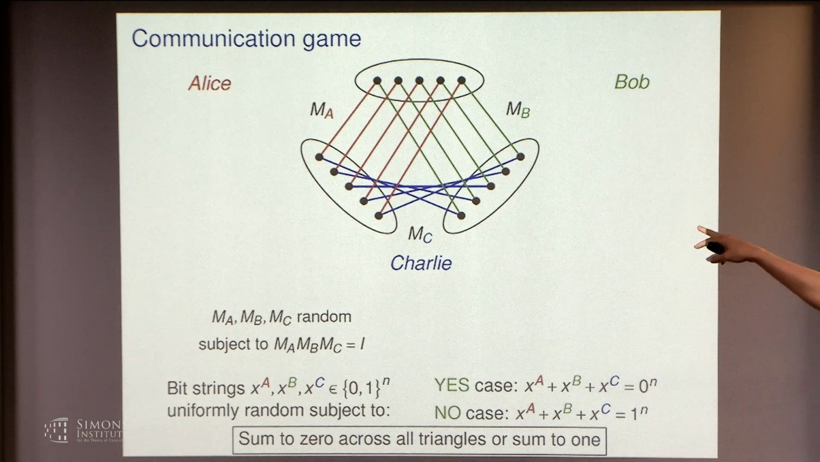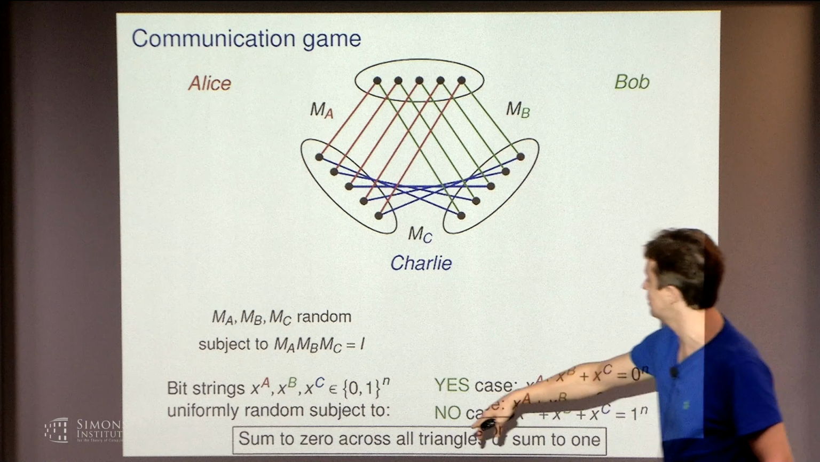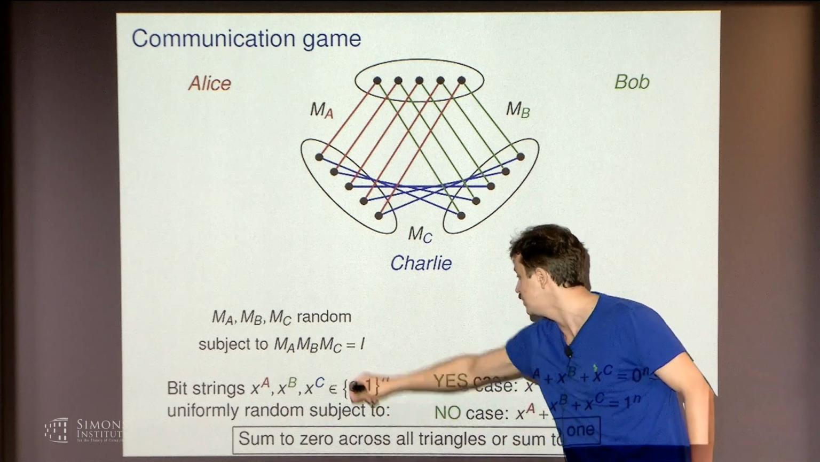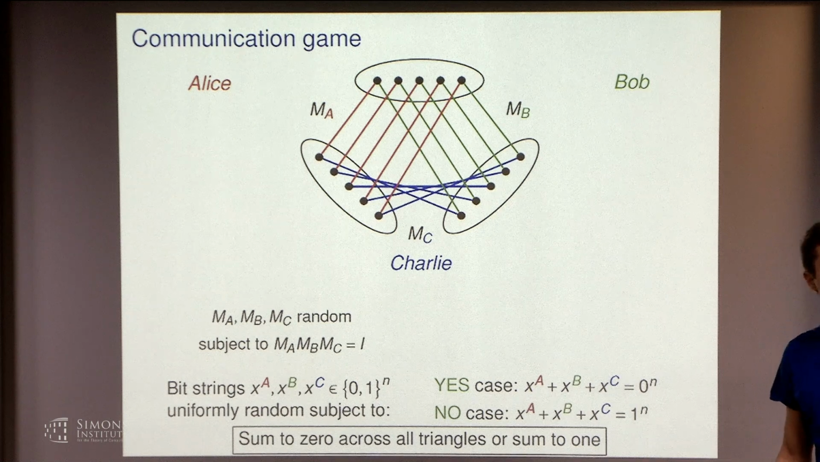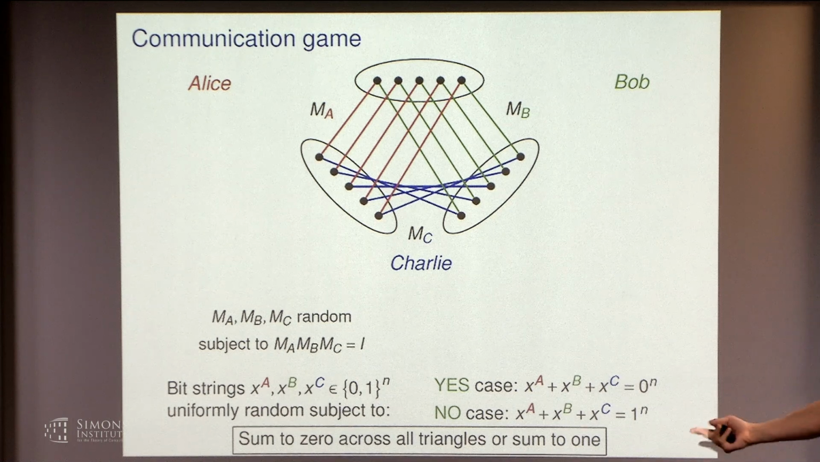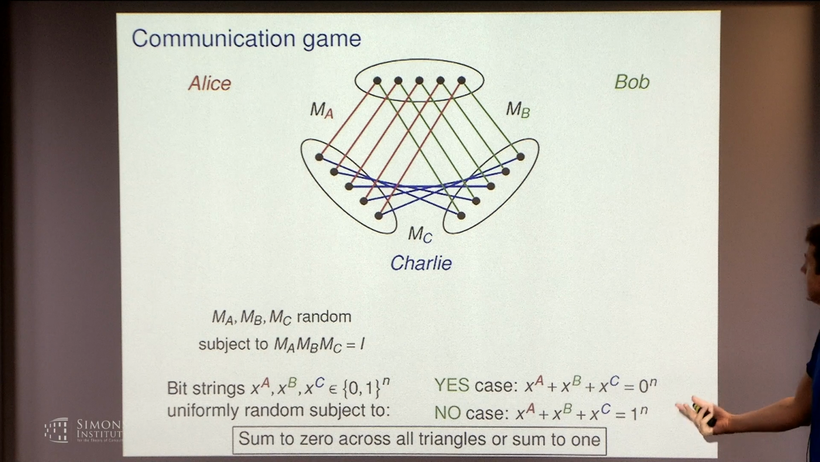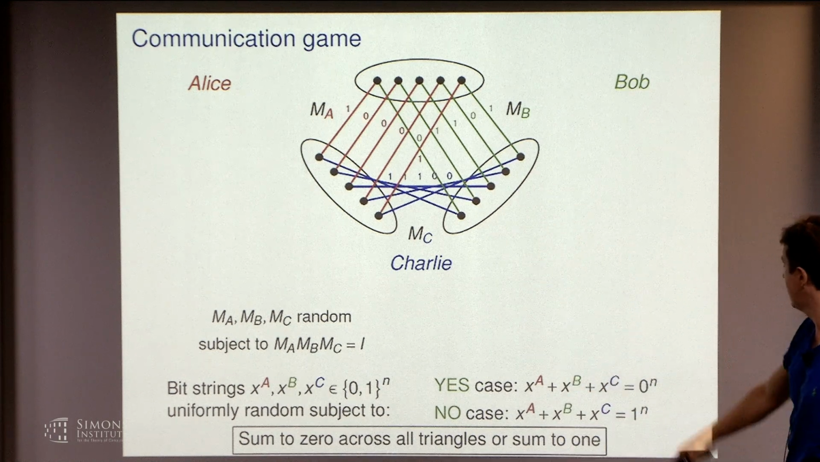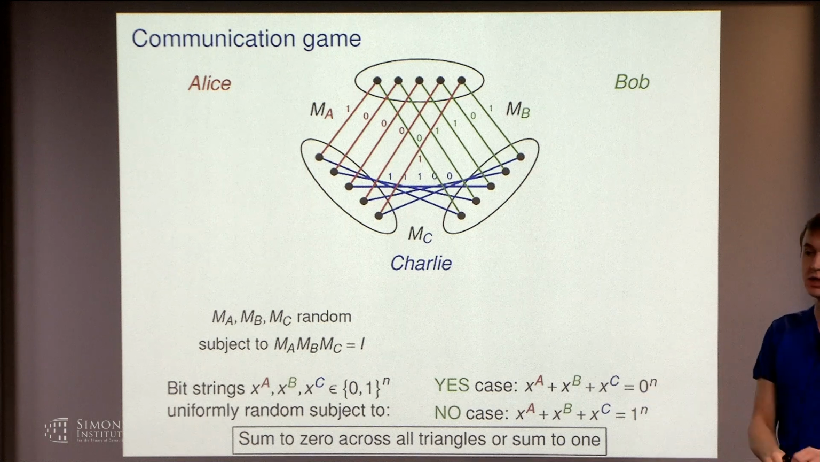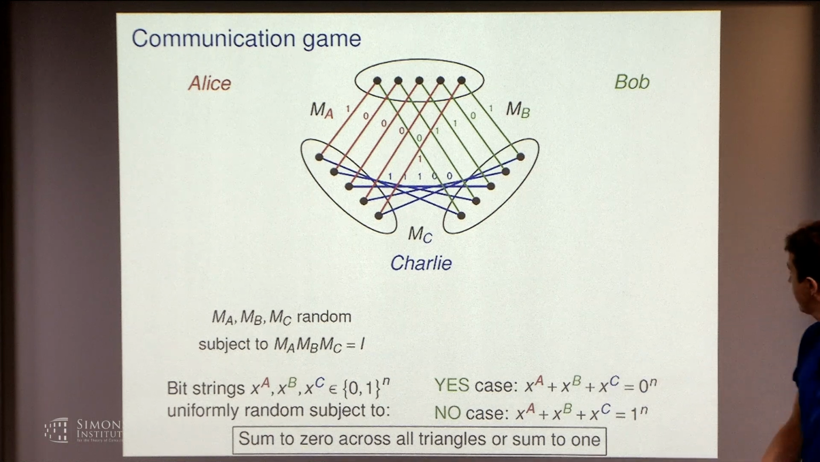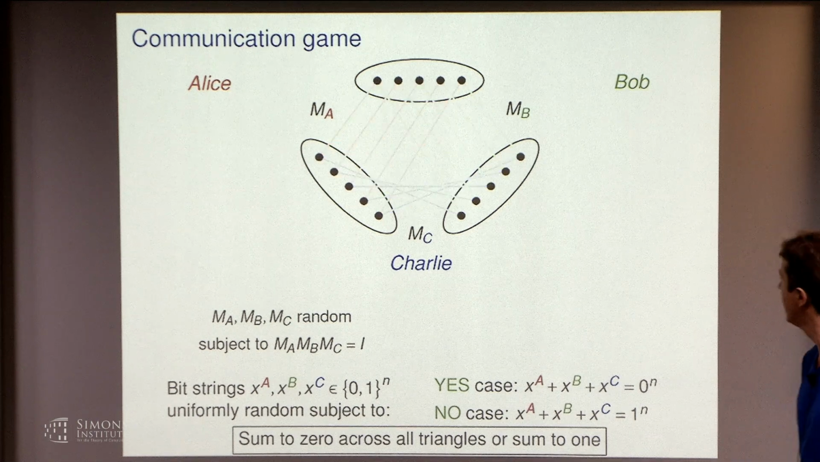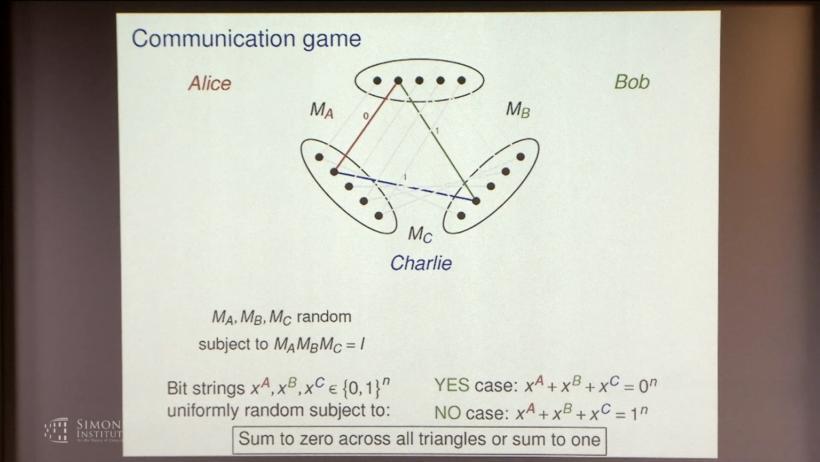Now, besides the edges of the matchings, our players get bits on the edges of the matching. Bits of length n, so there's xa, xb, and xc, and the game with probability half is in the yes case, with probability half is in the no case. In the yes case, the bits that the players observe on the edges of the matching XOR to 0 simultaneously for all triangles in the game. In the no case, they XOR to 1.